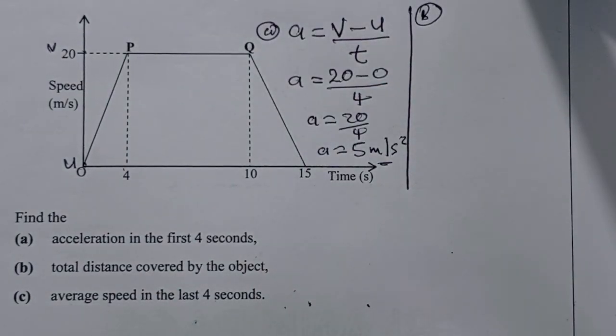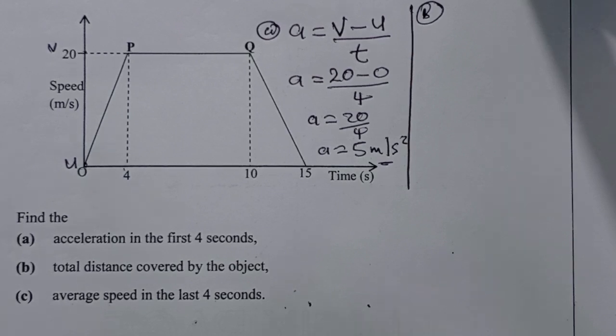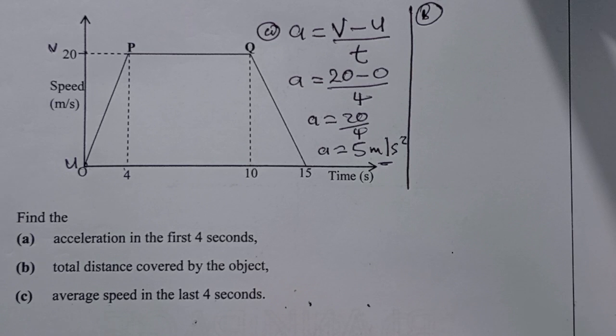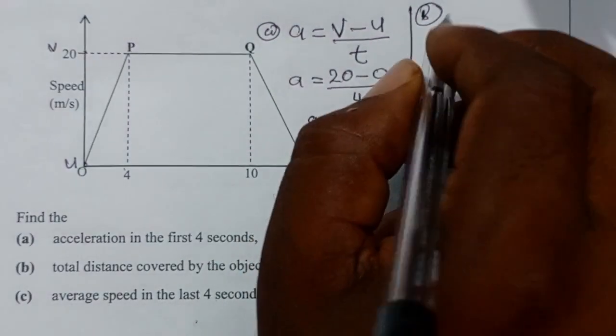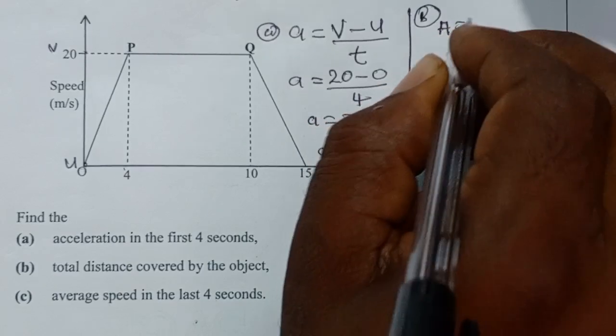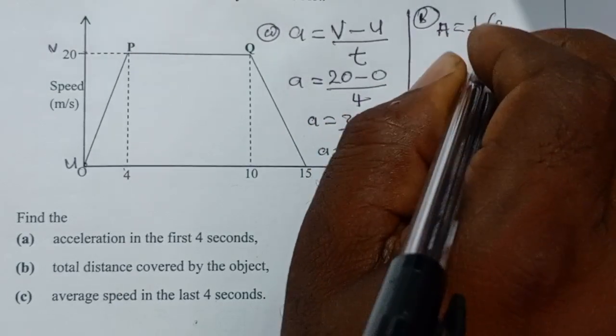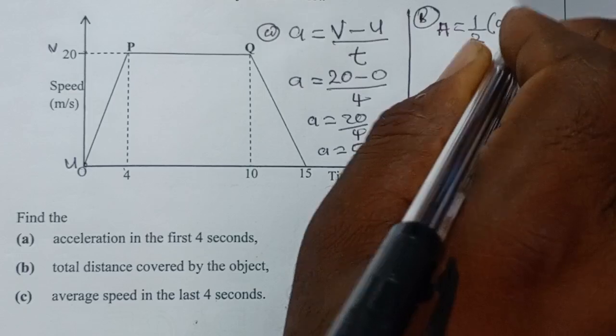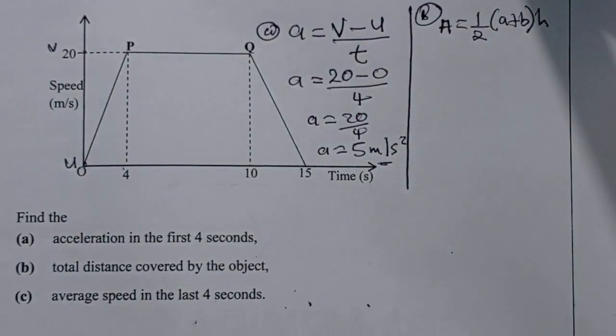So for the total distance of the graph, you need to calculate the area under the graph. The graph that we have is a trapezoid, a trapezium. Therefore, we are going to calculate the area of a trapezoid. The area of a trapezoid is given by this formula: 1 over 2 times (a plus b) times the height.